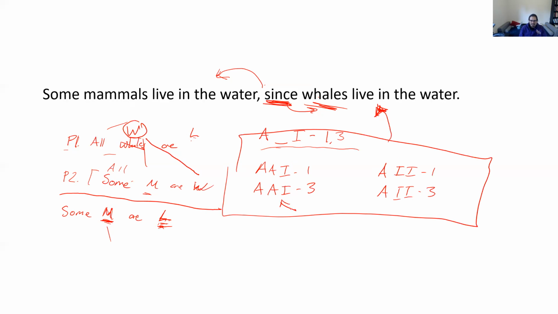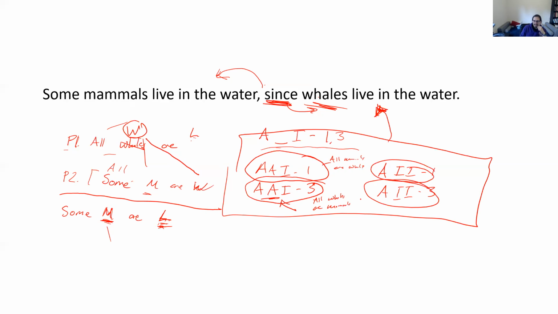It depends on which one. One of these requires that all mammals are whales, which is false. This one requires that all whales are mammals, which is true. So we might be inclined to pick this one as the best answer in order to get a sound argument, but any of these four are valid. Okay.